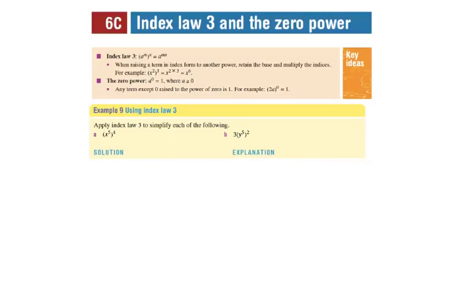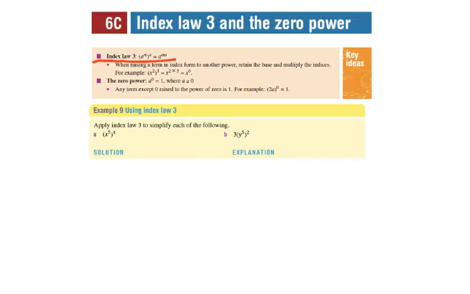Today we're going to continue looking at our indice laws, and I'm going to start with looking at index law 3 and the zero power. Now index law 3 has to do with brackets, with an indice on the inside of the bracket and an indice on the outside of the bracket. So as you can see at the top here, we have index law number 3.